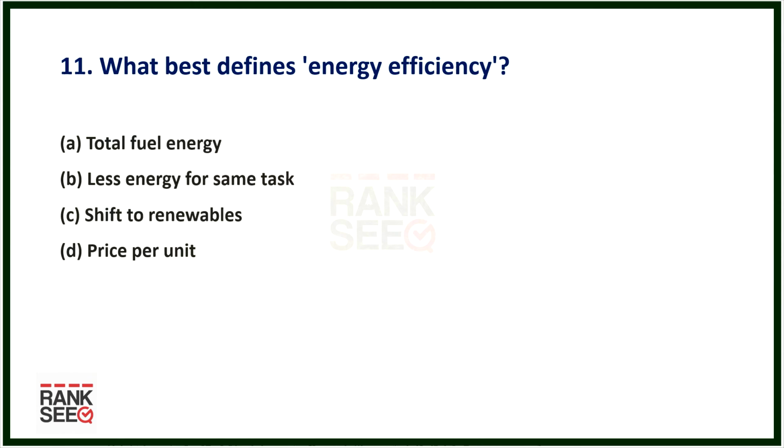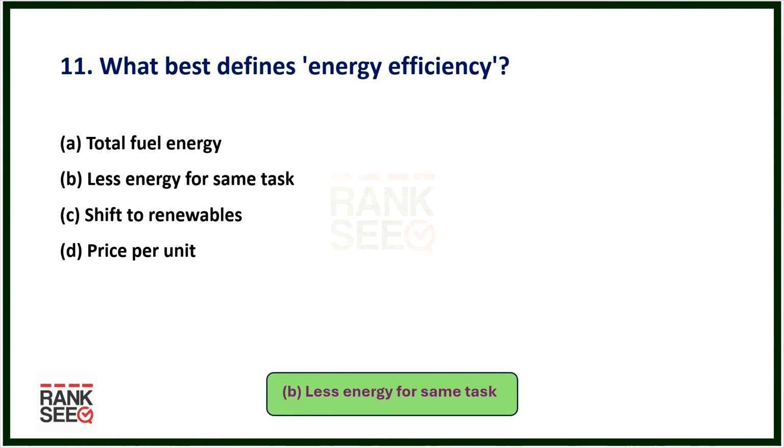A. Total fuel energy. B. Less energy for same task. C. Shift to renewables. D. Price per unit. Correct answer. B. Less energy for same task.